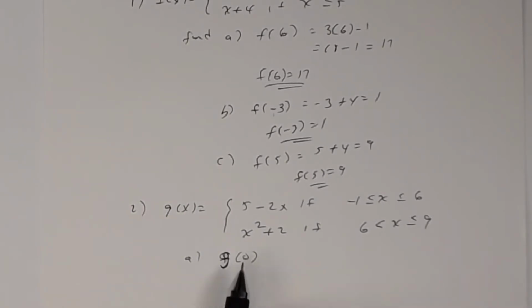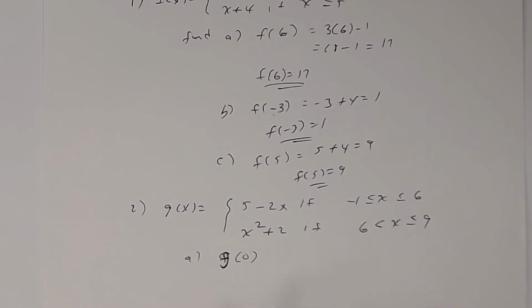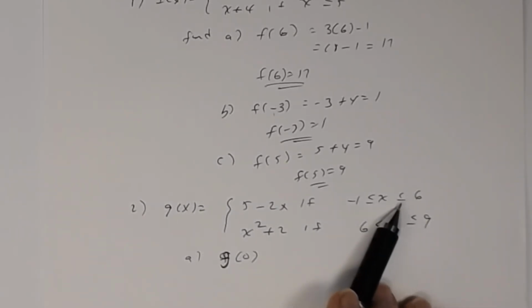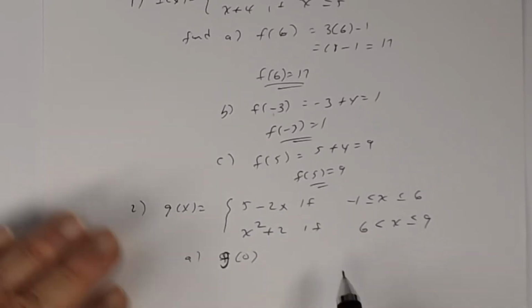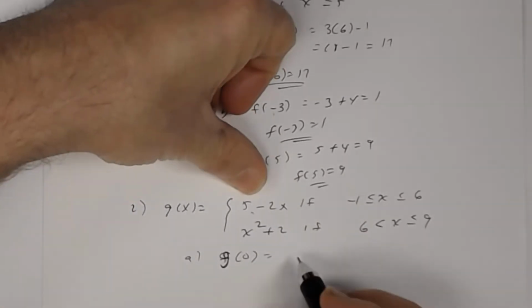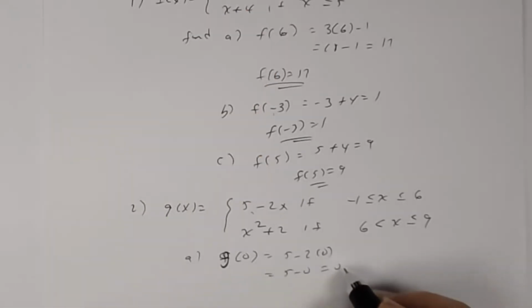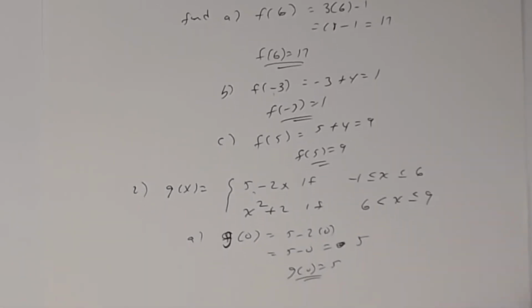So you got to find out, remember x is 0, so you got to find out, is 0 in this domain or 0 in this domain? This part of the domain or this one? Well, is 0 between negative 1 and 6? Yes. 0 is less than or equal to 6, and 0 is greater than or equal to negative 1, right? 0 is not between 6 and 9. So it'll be this one. So you're going to use this function here. So this will become 5 minus 2 times 0. So that's 5 minus 0, which is 5. So g of 0 is equal to 5.